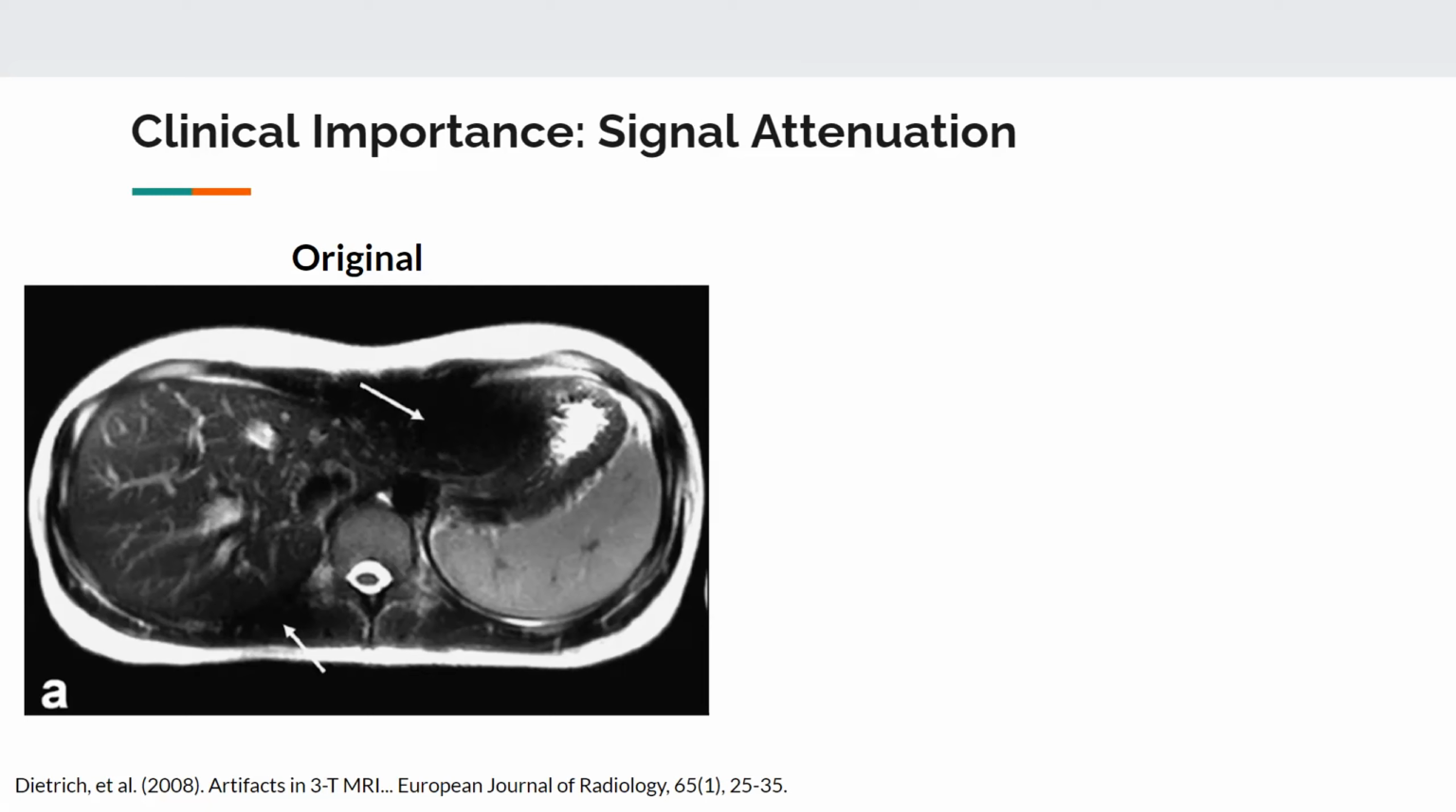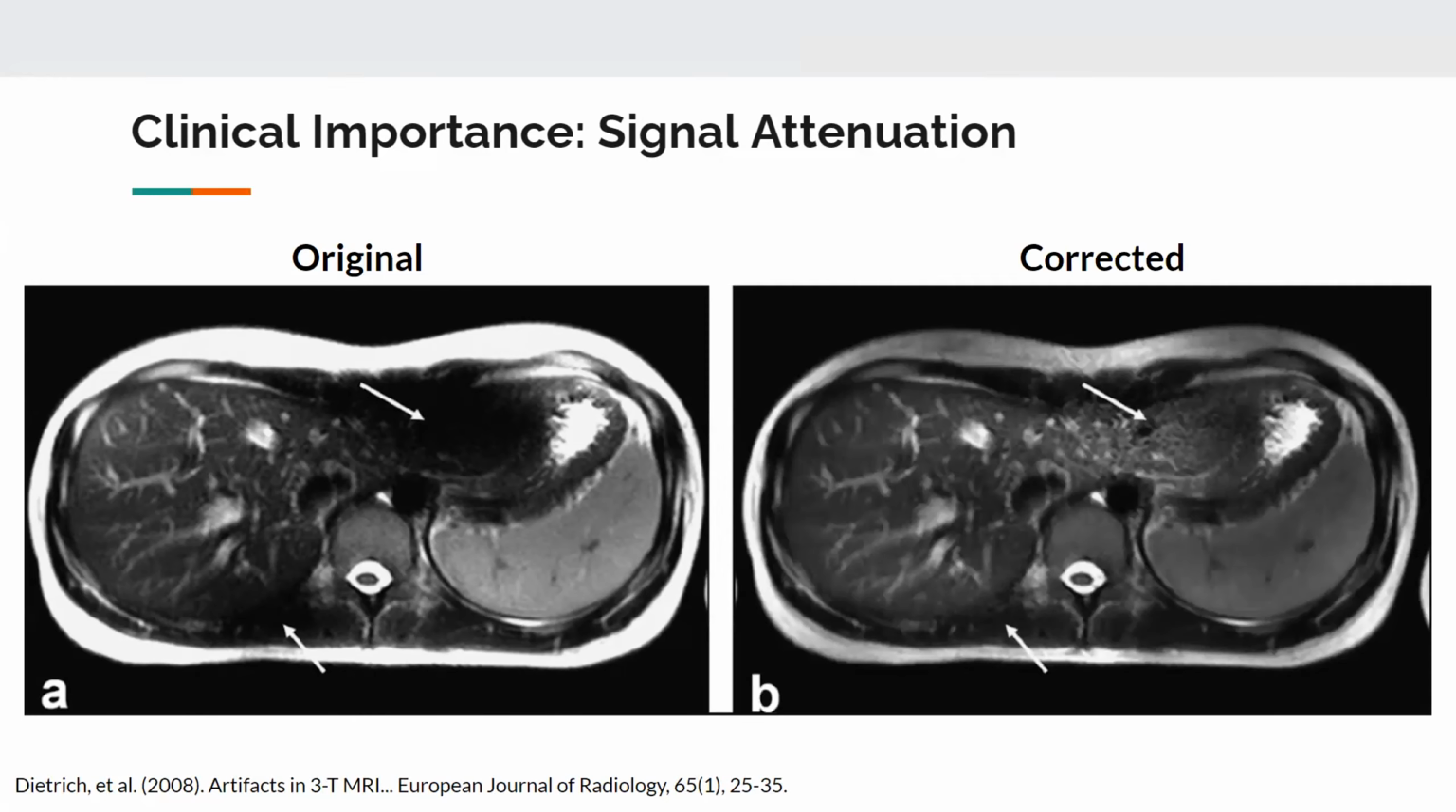So if we're imaging this person and we get this particular slice, and we're wanting to look at an organ that's in this region, this image is how it is. It's not going to be very useful. But the good thing is that there are methods to correct this. And this is an example of what the same image looks like if it's corrected. And you'll see that we gain back all of that signal that seems to have been lost there.